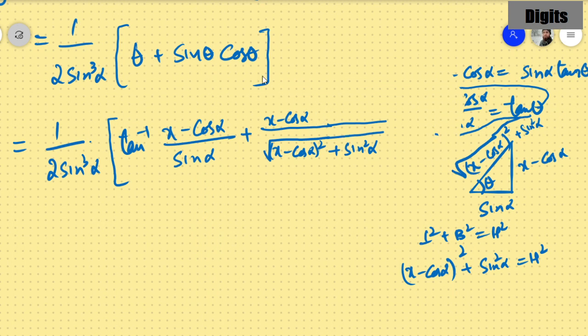Now we require cos of theta. Cos of theta is base divided by hypotenuse. This is then multiplied by sin of alpha divided by hypotenuse. Hypotenuse I have written this, so I will use here square root. So sin of theta is x minus cos of alpha divided by the square root of x minus cos alpha square plus sin square alpha, and similarly cos of theta will be sin alpha divided by this. That is why I have used square root in the denominator.